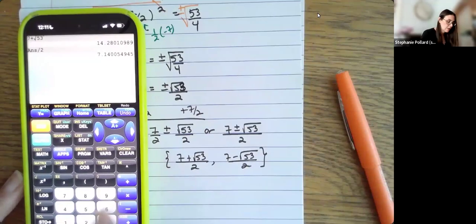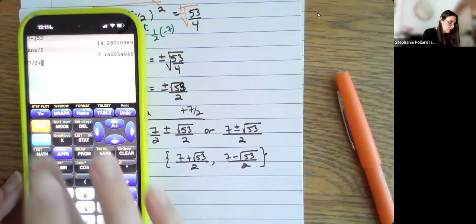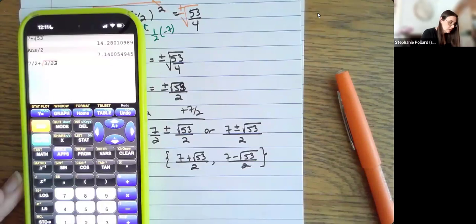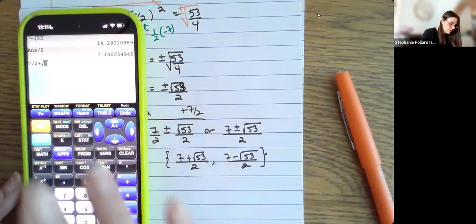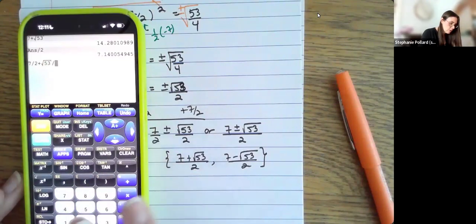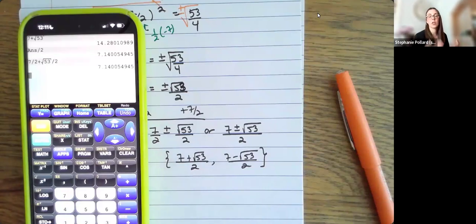So you could do 7/2 plus root 53. Oh, let's try that again. 7/2 plus square root of 53/2. And again, you'll get the same answer, but you just want to be really careful that you're typing it into your calculator correctly.